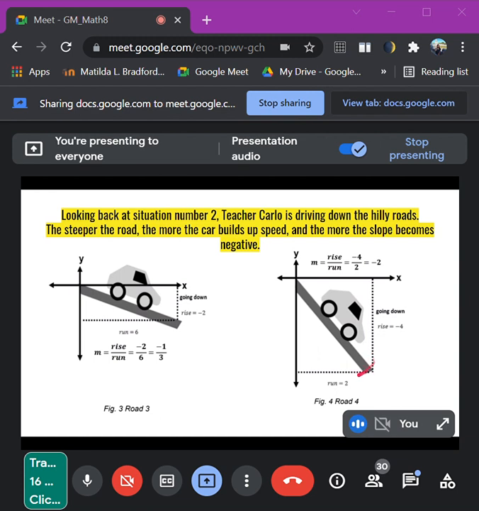Okay. Now, for our next one, class, you have there this. If you can see here, its rise is negative 4. And then, its run, its x, that is 2. So, negative 4 divided by 2, that is negative 2. So, it is steeper, its downward slant is steeper. So, it has a big slope. Unlike this one, this is only 1/3.